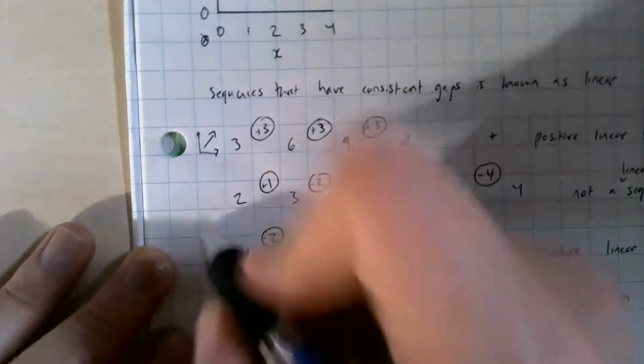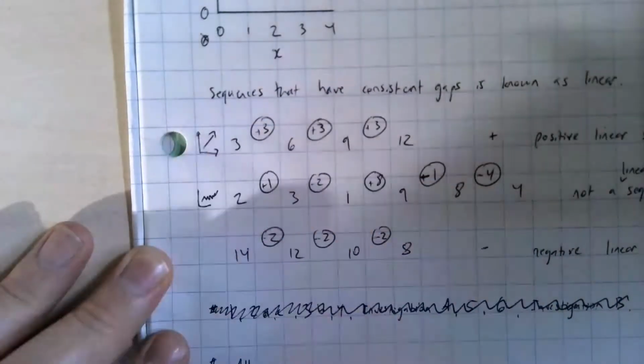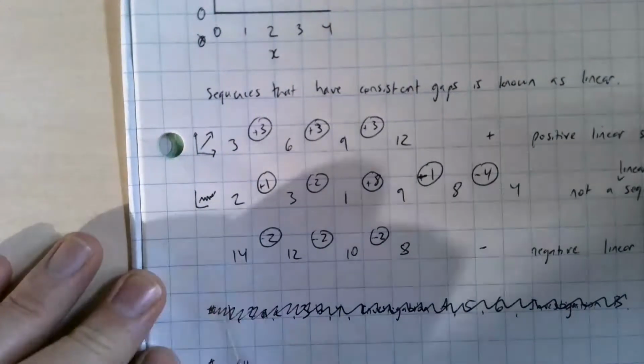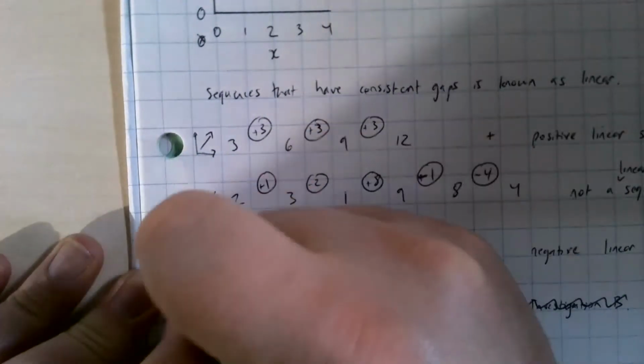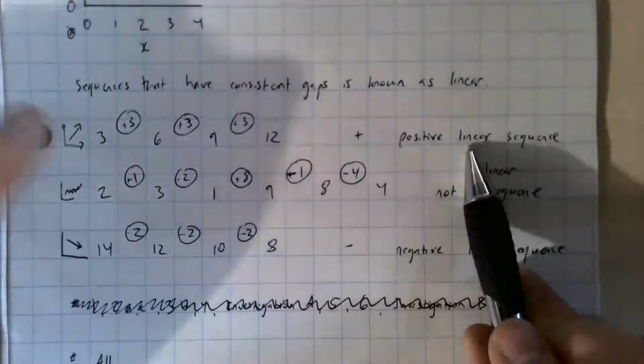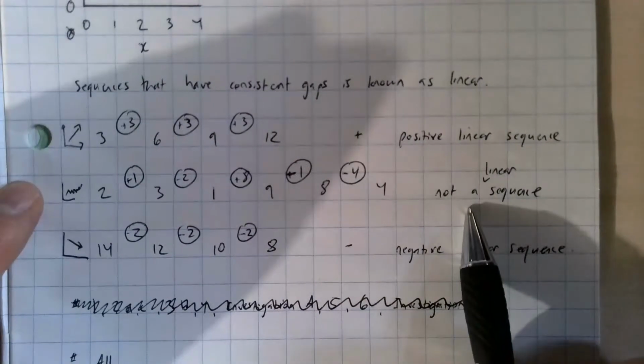This one will look kind of odd, right? It would go bloop, bloop, bloop, bloop. It'll go all over the place. It's not really consistent. That's not linear. It's not one straight line. Now this one is going to be constantly negative, so it'd probably be going down like that. So this is a positive linear sequence right here. This is a negative linear sequence, and this is just not a linear sequence at all. It's just a sequence.